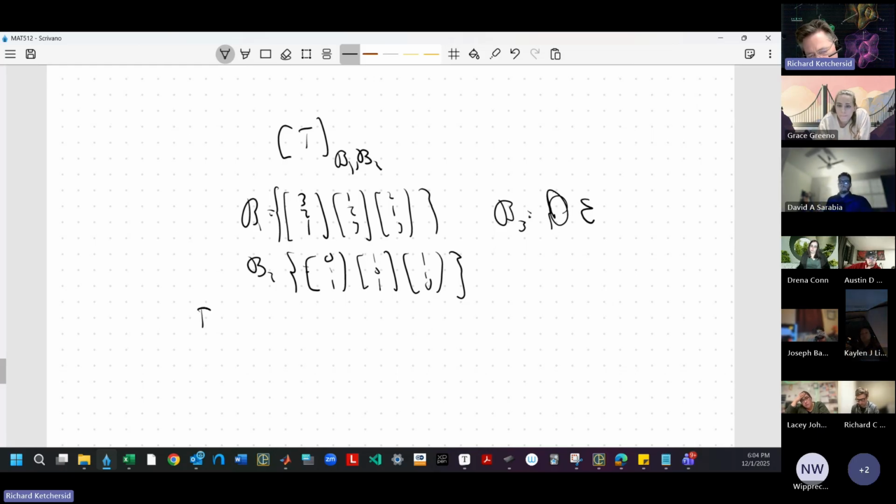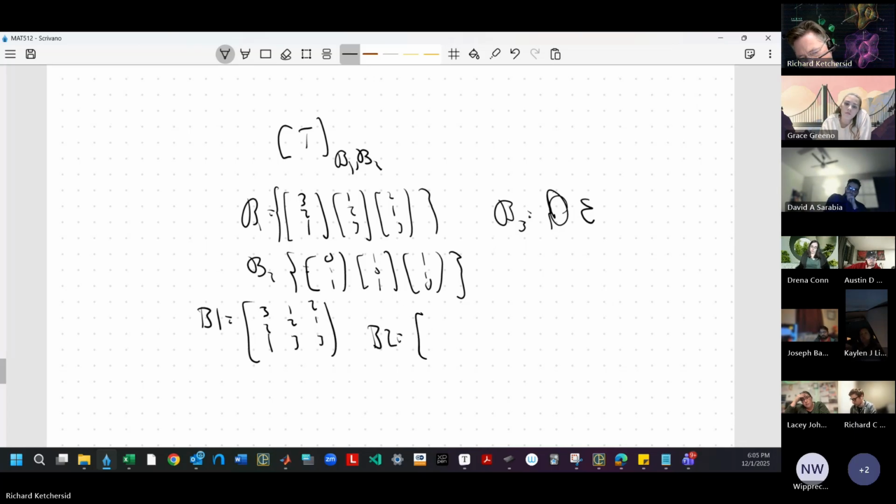So the matrix B1, right, is just the matrix 3, 2, 1, 1, 2, 3, 2, 1, 3. And the matrix B2 is just 0, 1, 1, 1, 0, 1, 1, 1, 0, right? So that's the matrix B2. And in this case, B3 equals B4.